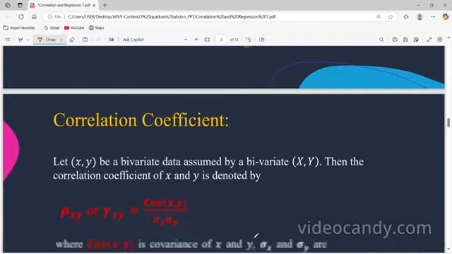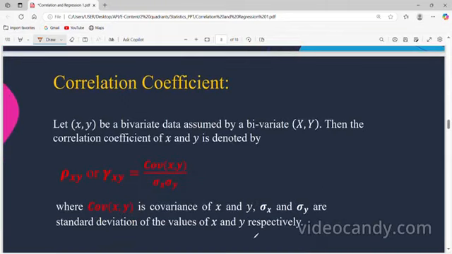Next is correlation coefficient. So what is correlation coefficient? Let x and y be a bivariate data. Then the correlation coefficient of x and y is denoted by rho xy or r xy, whatever we can write. So covariance of xy divided by sigma x sigma y. Covariance of xy means covariance of x and y, and sigma x sigma y means the corresponding standard deviation of the values of x and y respectively.